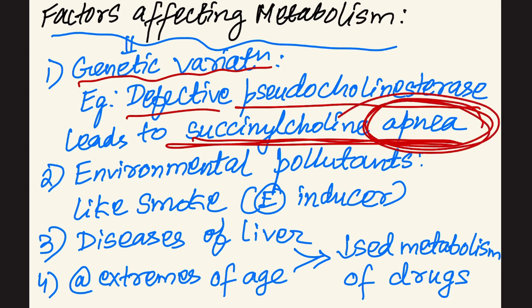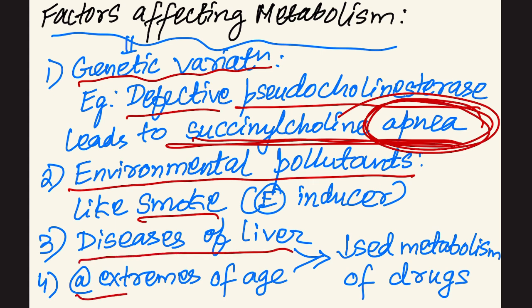Then we have environmental pollutants like smoke. As I've already mentioned, smoke is an enzyme inducer, so it will lead to finally affecting the metabolism. Then we have diseases of liver and extremes of age.